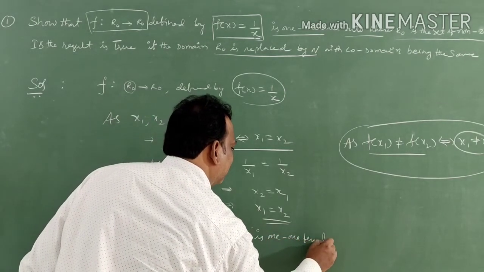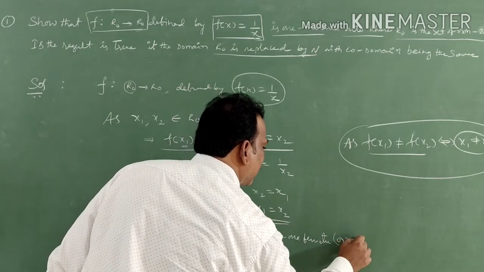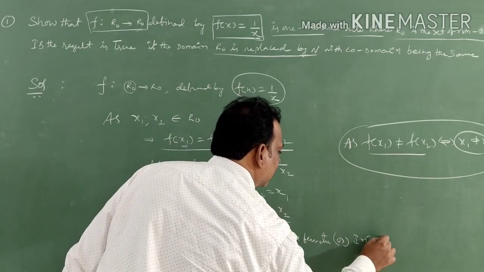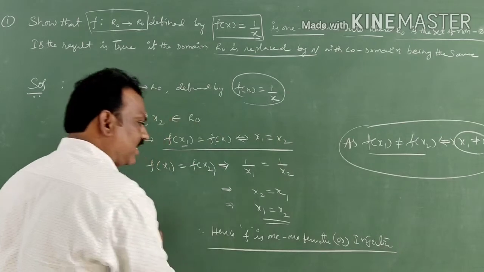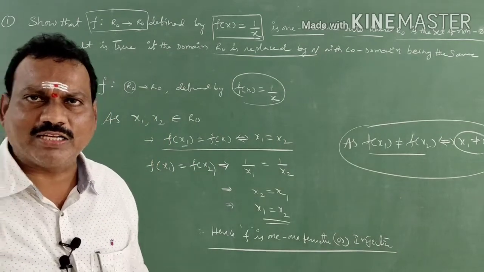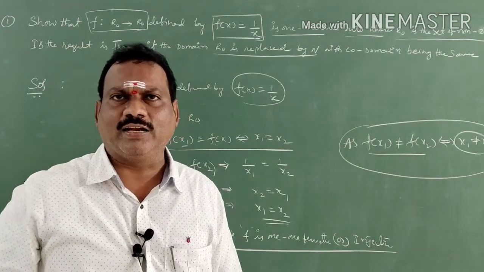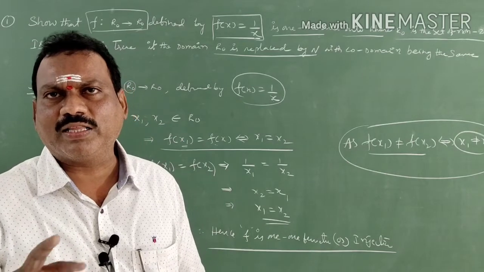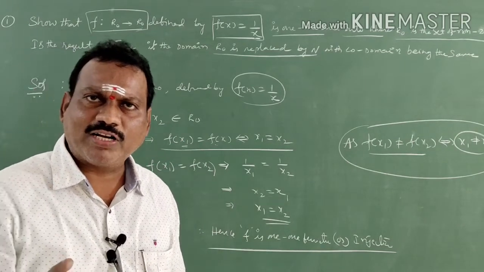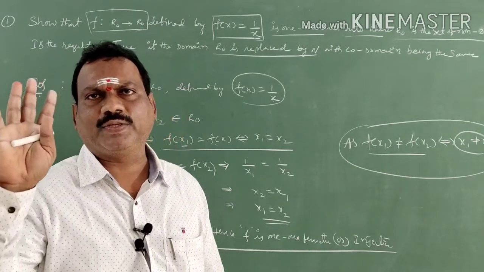1-1 function has another name, injection. This is the other name for injection. Sometimes they will confuse you in the examination: prove that f is injection. That's why you have to remember the alternate names. 1-1 function or injection. Clear?